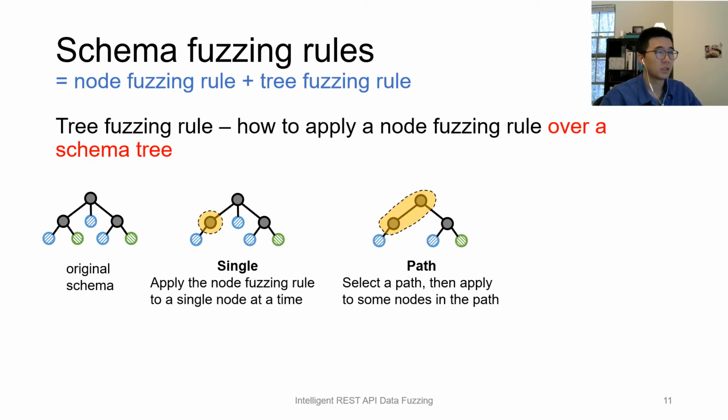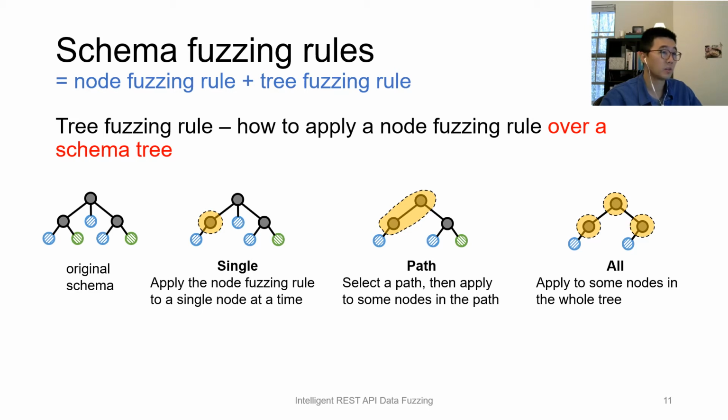The second one is path. Here we're going to apply on multiple nodes at a time. So we first select a path in a tree, and then we pick some of the nodes in the path. It doesn't need to be all of them, but we pick a subset of the nodes in the path. And then we apply the node fuzzing rule on them.